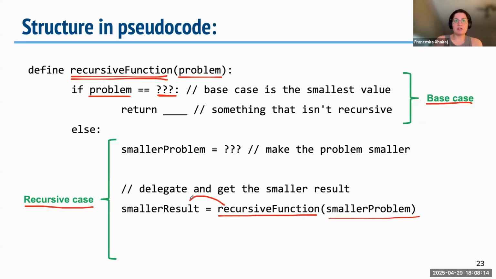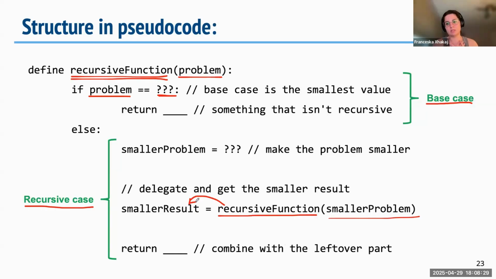That is going to give me a smaller result, right? In the case of the 2-layer cake, I get a smaller result of 1. In the case of 3-layer cake, I get the smaller result of 2 cakes. In the case of 4-layer cake, I get the smaller result of 3 cakes. And the only thing left for me to do is combine it with whatever was left over, right? So in the cake example, again, I get the 3. I put it together with a 4.